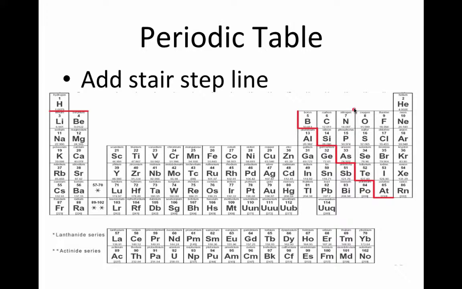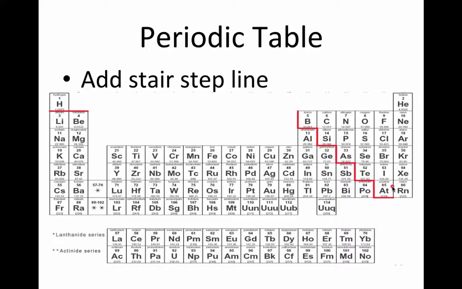You also need to add the stair-step line. It's shown here in red. On your periodic table, the stair-step line draws a line between hydrogen and helium on the left, and then starts with a horizontal line between boron and aluminum, vertical between aluminum and silicon, horizontal between silicon and germanium, vertical between germanium and arsenic, horizontal between arsenic and antimony, vertical between antimony and tellurium, horizontal between tellurium and polonium, vertical between polonium and astatine, and that should be as far as your periodic table goes.